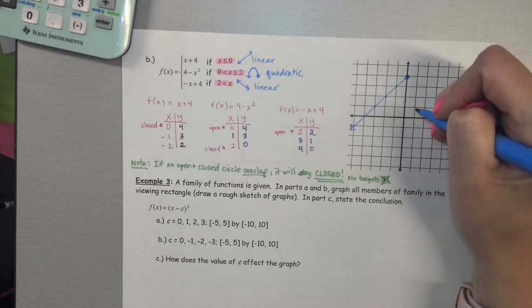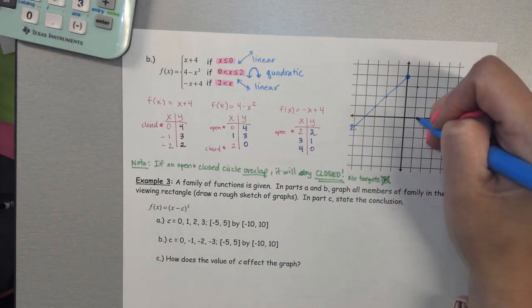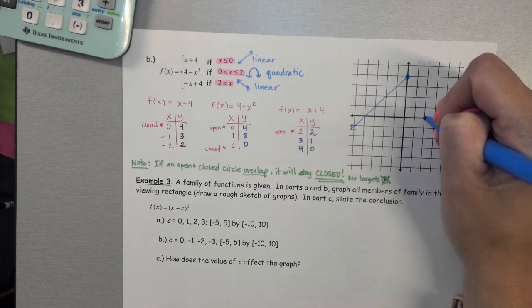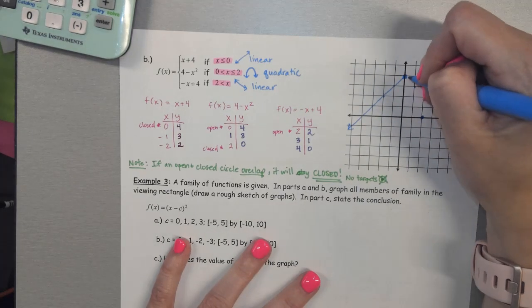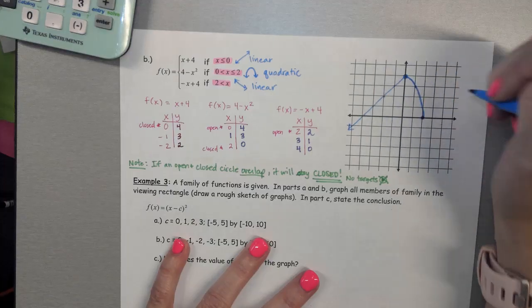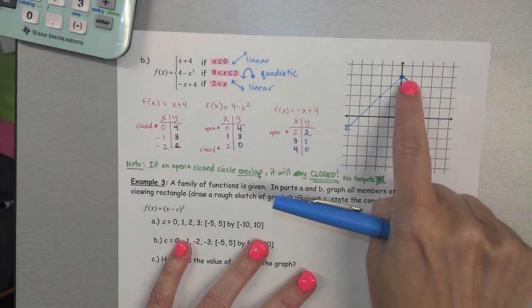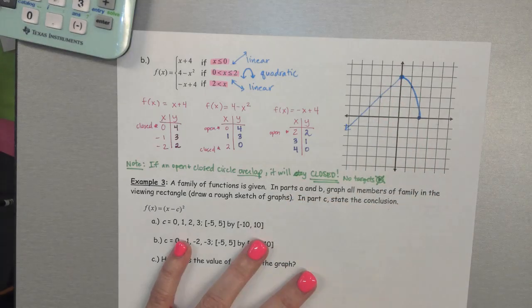And then I have 1, 1, 2, 3 here. And then I have 2, 0 here. And that is closed. So when you connect these, do not connect them with a straight line. This is a quadratic, so you are drawing part of the parabola here. Okay, if this were to keep going on this side, this would be curved. Okay, it would make your U shape.